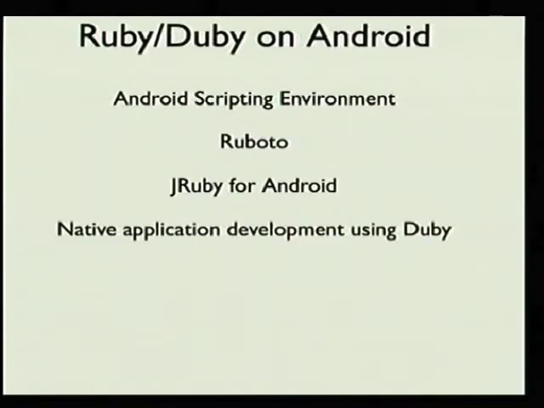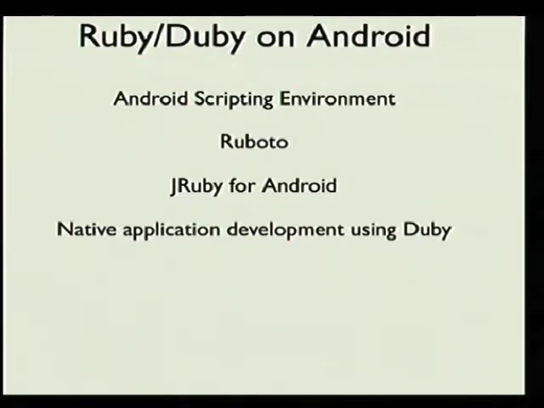So here are the things I'm going to go over today in this talk. The first being Android scripting environment. Second being Ruboto. I think that's how I say it, Ruboto. Third being JRuby for Android. And lastly, which is a new development and very exciting, native application development using Duby.